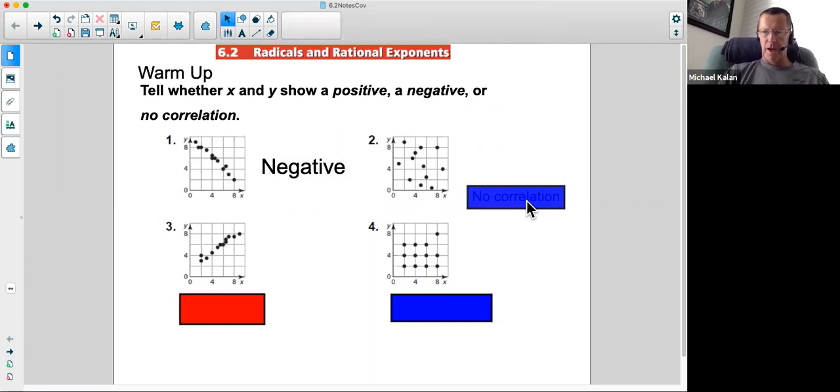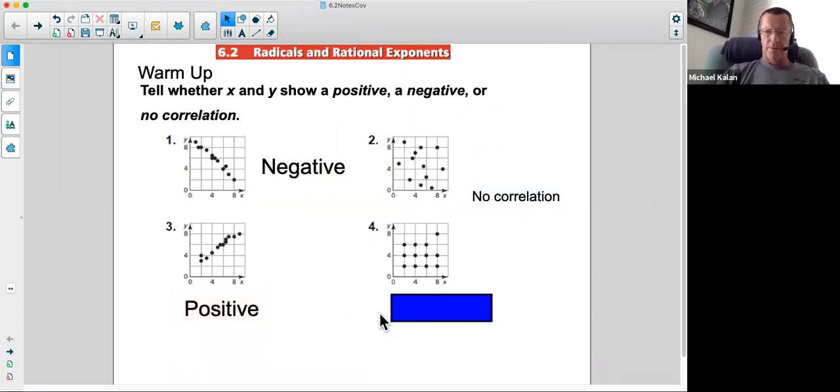On two, hopefully you got no correlation because it's just a mess. Here, positive correlation, right? As X gets bigger, what happens to the Y values on the points? They get bigger too in general. And then this one, no correlation.